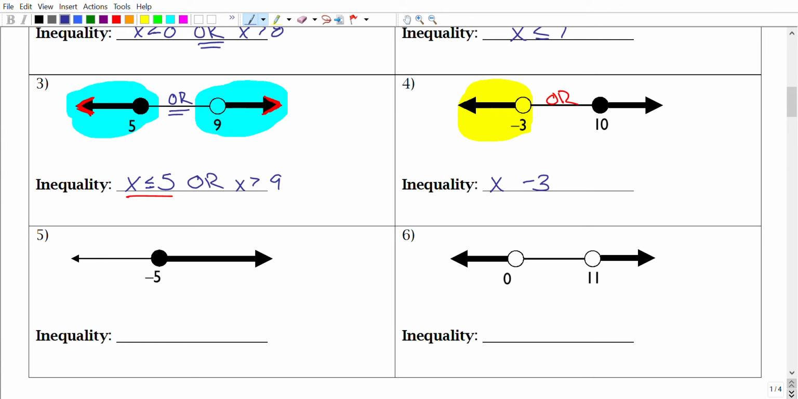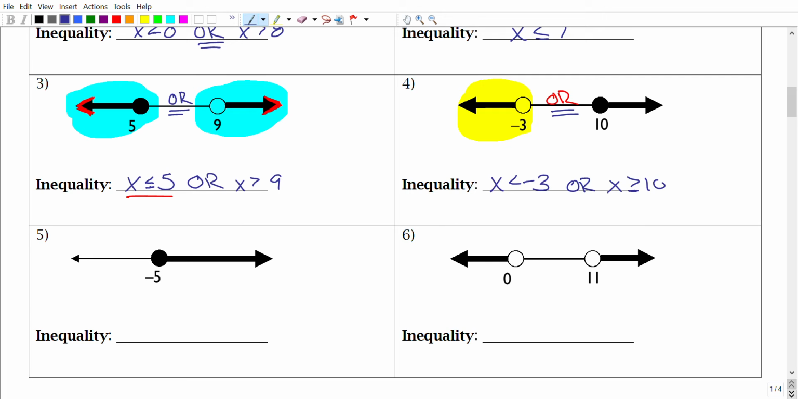Now, which way do I shade? I'm shading to the left, so it's a less than, and it does not require an equal to because it is an open circle. Now I have an or, so or x and 10. Which way am I shading? I'm shading to the right. So again, to the right is greater than, and because it has a closed circle, I need an equal to. So my entire statement reads x is less than 3 or x is greater than or equal to 10.